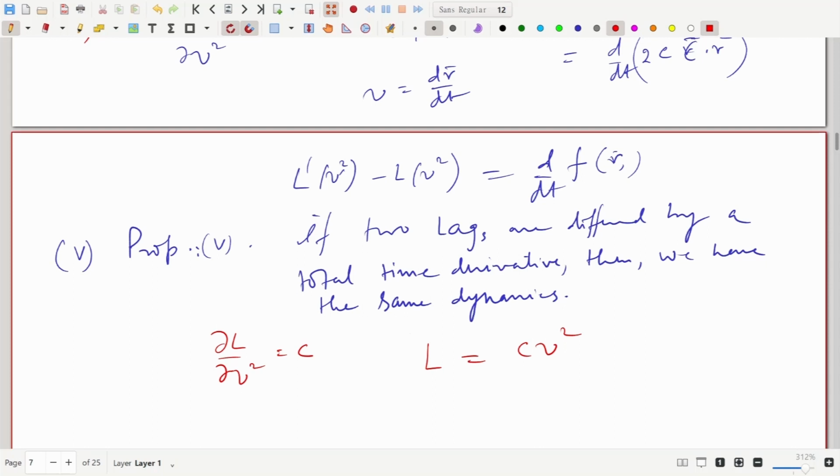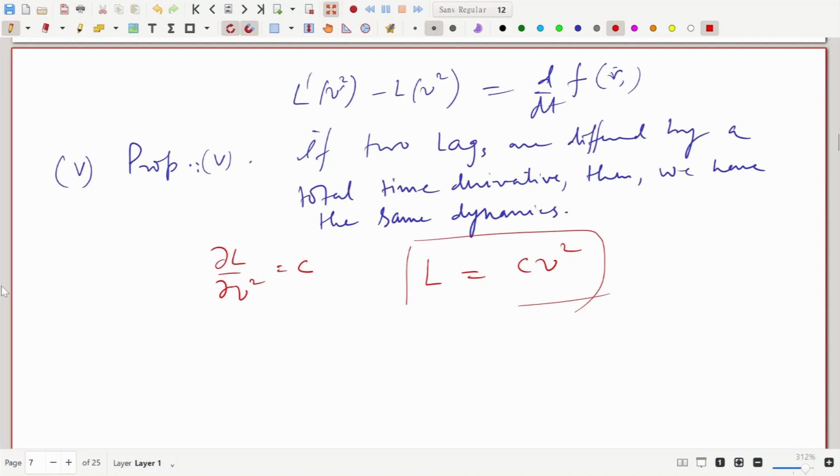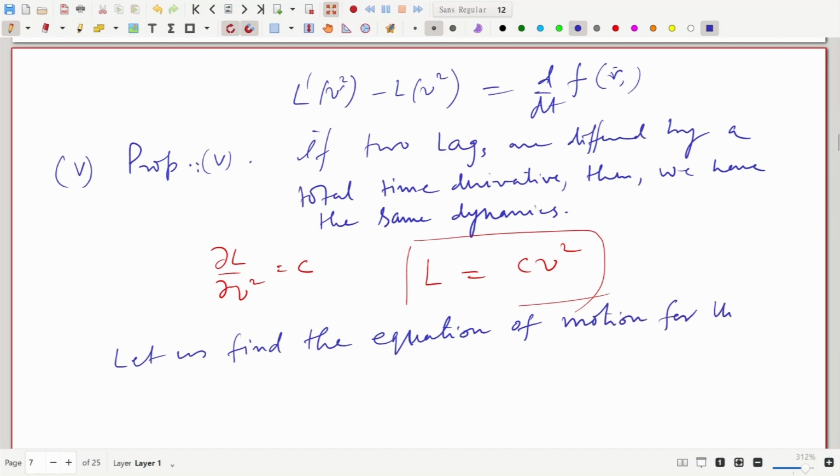Now suppose it is C times v². Then what kind of equation of motion does it describe? So let us see what kind of equation of motion. So let us find the equation of motion for the system.